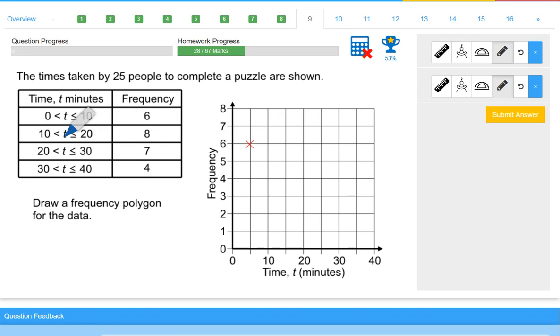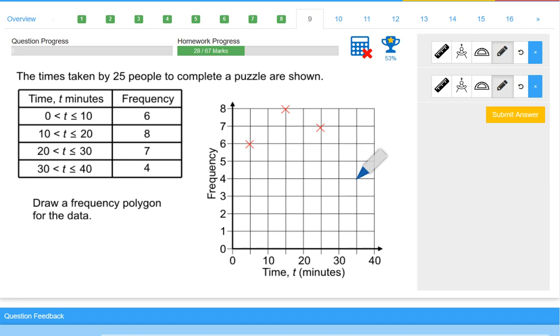And then between 10 and 20, whereas previously I might have drawn a bar between 10 and 20, I'm going to go up between halfway is 15, and I'm going to go up there till I get a frequency of 8. So frequency polygons use the midpoint. That isn't quite on. I'm just going to redo that one. So that should be on 8. And then we have between 20 and 30. Well, halfway between 20 and 30 is 25. And that's a frequency of 7. And then finally, between 30 and 40, the midpoint is 35, which is here. And that should be 4.